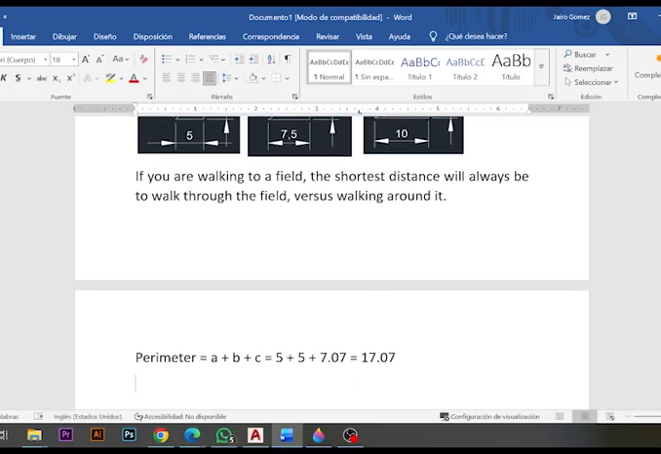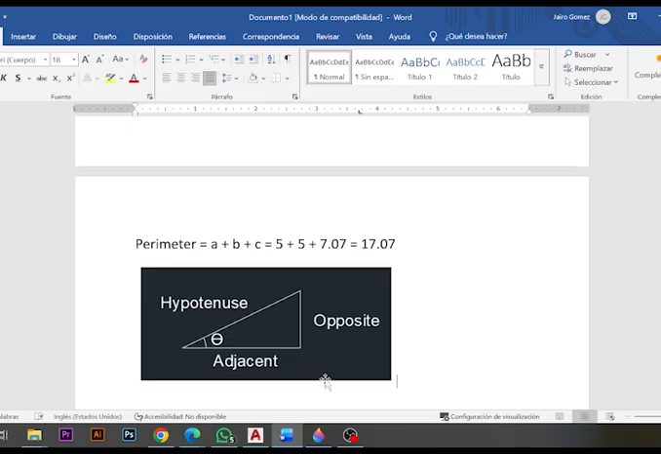Now knowing that, all three sides of a triangle actually have a name. Side A is called the hypotenuse, which is normally the longest of the three sides. When you have an angle, the side that's opposite to the angle is called opposite, and the side right next to the angle is called adjacent.